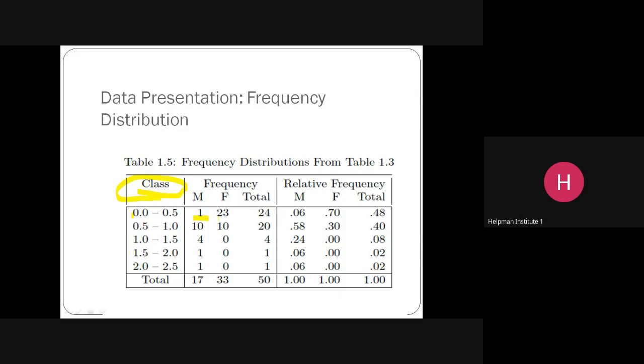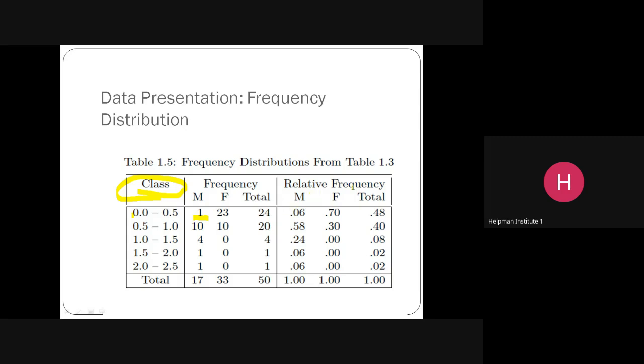I remember this data. This class interval represents wages of working class individuals collected in America, and it represents the wages that they earn weekly. So the total of those who earn wages between 0.0 to 0.5, we have 1 male and 23 female, which gives us a total of 24.